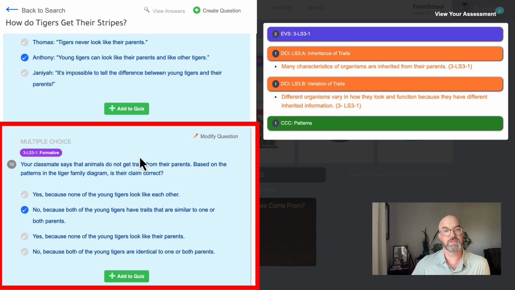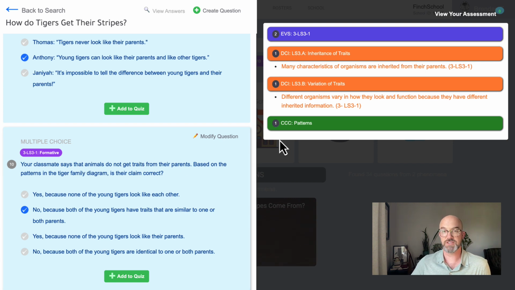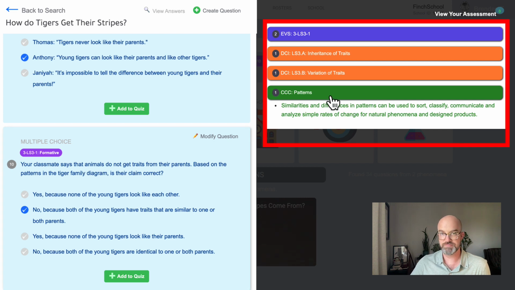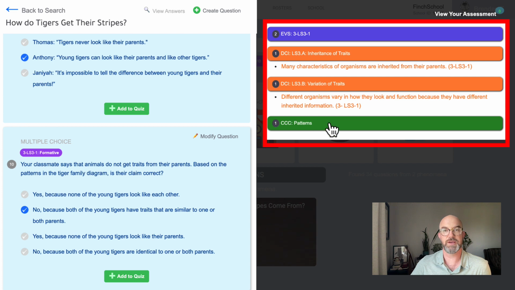In the diagram above, they should be able to answer no, because both of the young tigers have traits that are similar to one or both parents. They're not always the same, but they can have similar traits to those parents. That is all about the pattern that we can use similarities and differences in patterns to classify, sort, and communicate things about phenomena.